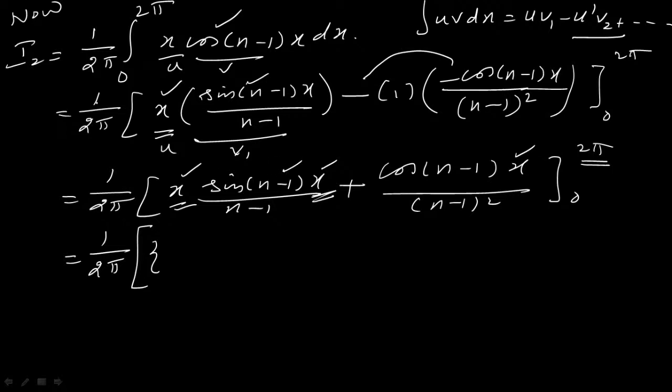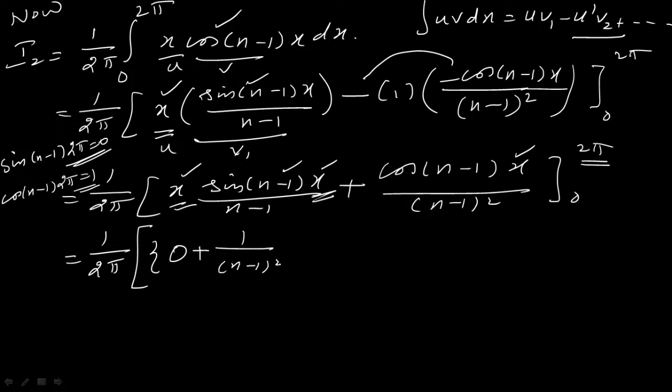First we look at the sin term. Sin(n minus 1)2 pi. As I told you already, sin(n minus 1)2 pi is 0. So 0 into anything? 0. Plus, you know the value of cos(n minus 1)2 pi. Cos of (n minus 1)2 pi is plus 1. So 1 divided by (n minus 1) the whole square. So upper limit over, minus lower limit.